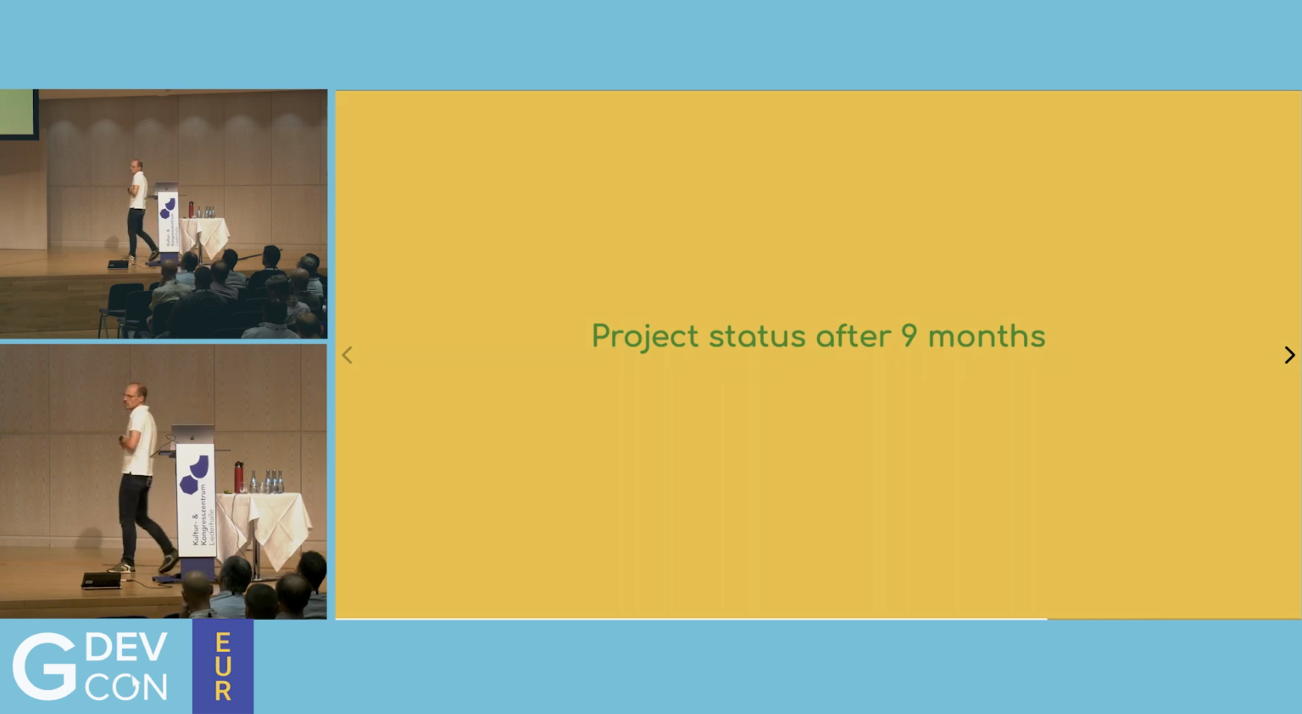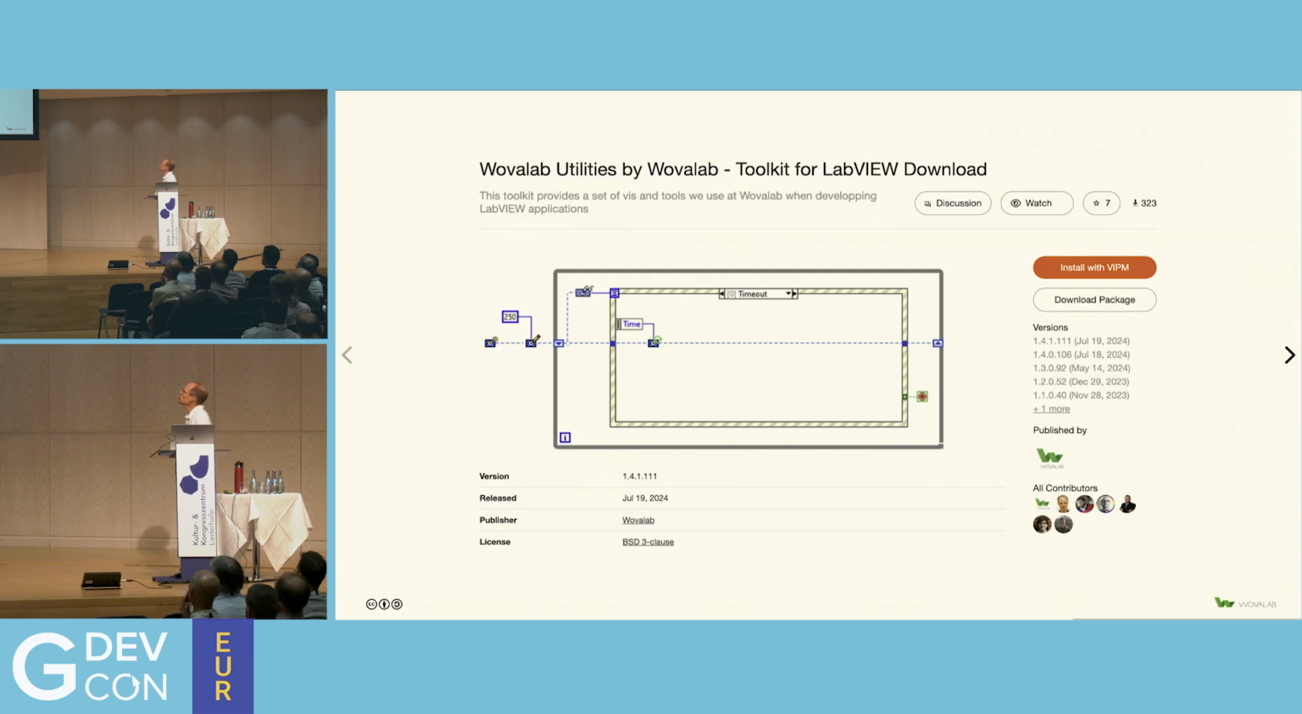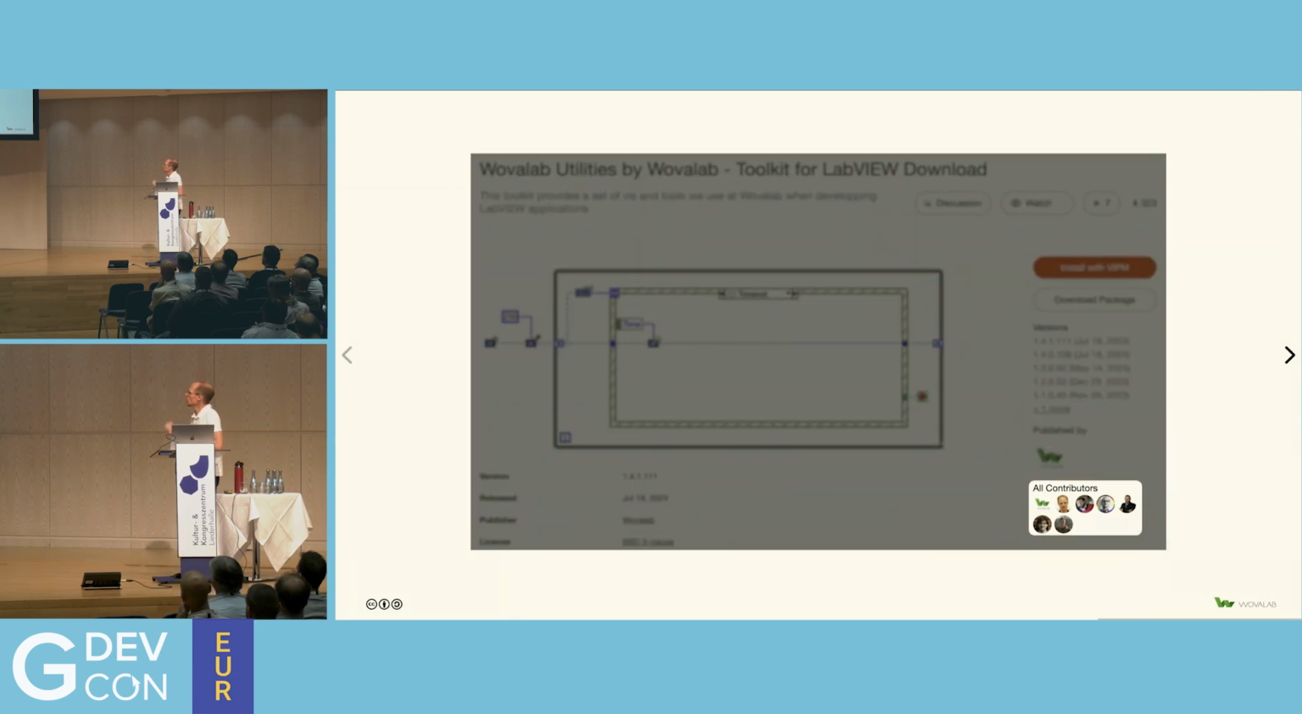What is the project status after 9 months? If we go to the IPM.io page of the API, the first thing I really like to see is the contributors list. I'm working alone, but on this project, I had a team of 5 people helping me improve the tool. That was one of my goals at the beginning.